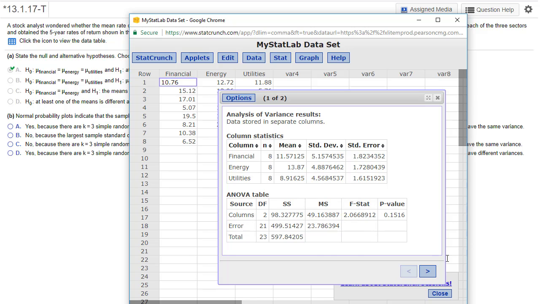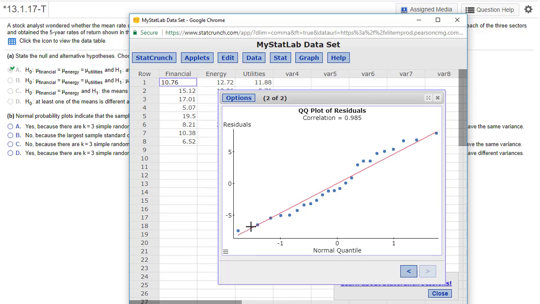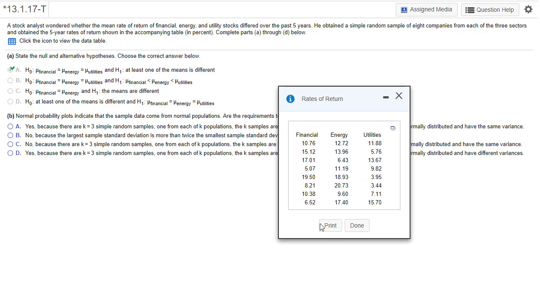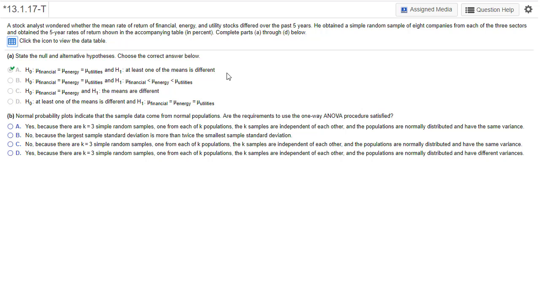And we're not going to look at this quite yet. Let's just look at, there we go, our QQ plot of the residuals. And we got a 0.985. This is straight enough, so it does indicate that it is normal. They didn't give us the table in this particular problem, like they did in the last one, but that value is pretty high, and it looks pretty straight too.